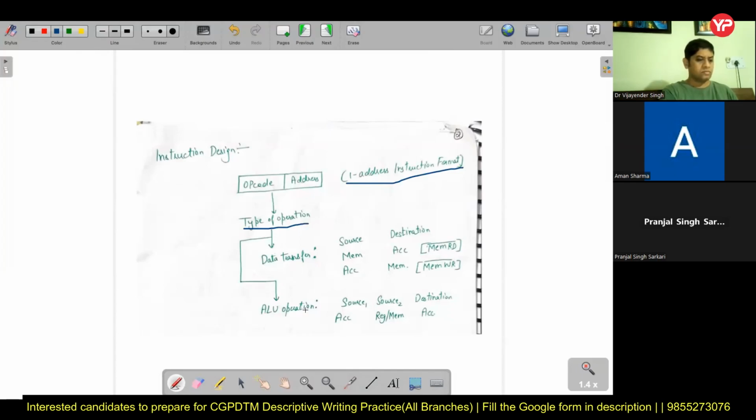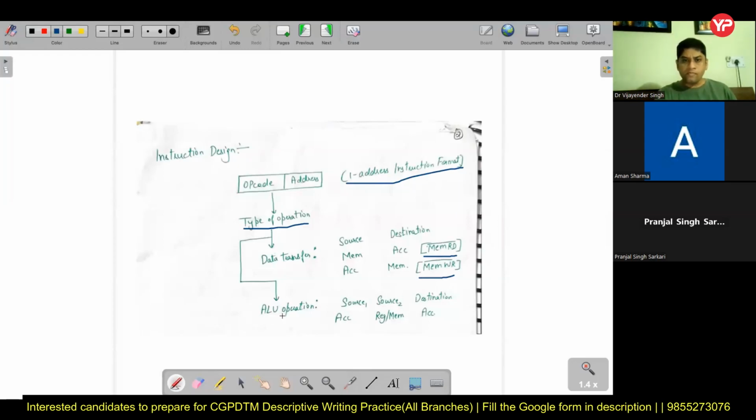One is data transfer, one is ALU operation. In the instruction design, you are also telling that the source is present here, destination is present here. Accumulator can be the source or memory can be the source. Same goes for the destination. And this is the type of operation that we are doing, memory read or memory write. Similarly for ALU operation.